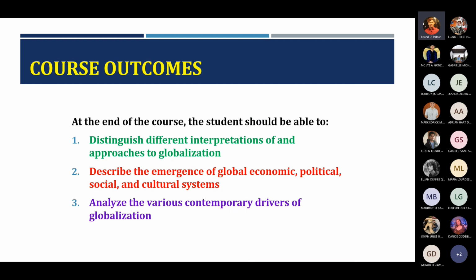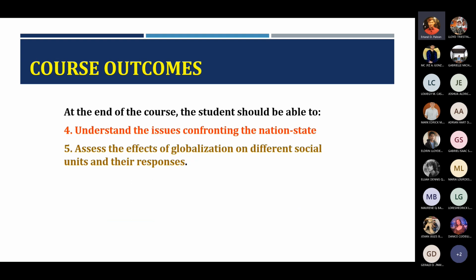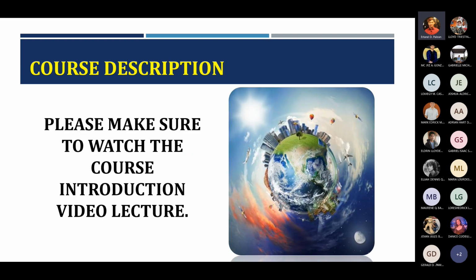And here we have our course outcomes for SS033, or the contemporary world. At the end of this course, hopefully, you will be able to distinguish the different interpretations of and approaches to globalization. Second, we will describe the emergence of global economic, political, social, and cultural systems. Also, we'll try to analyze the various contemporary drivers of globalization. We will understand the issues confronting the nation state. And lastly, we will try to assess the effects of globalization on different social units and their responses.